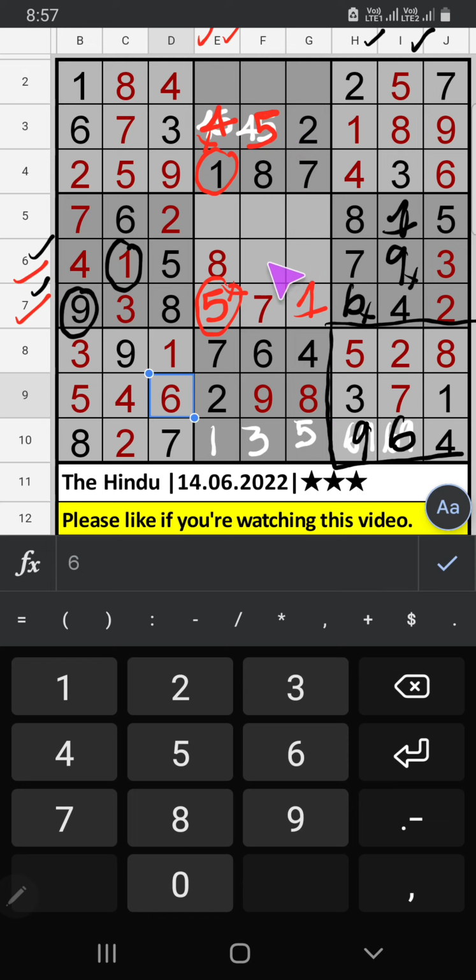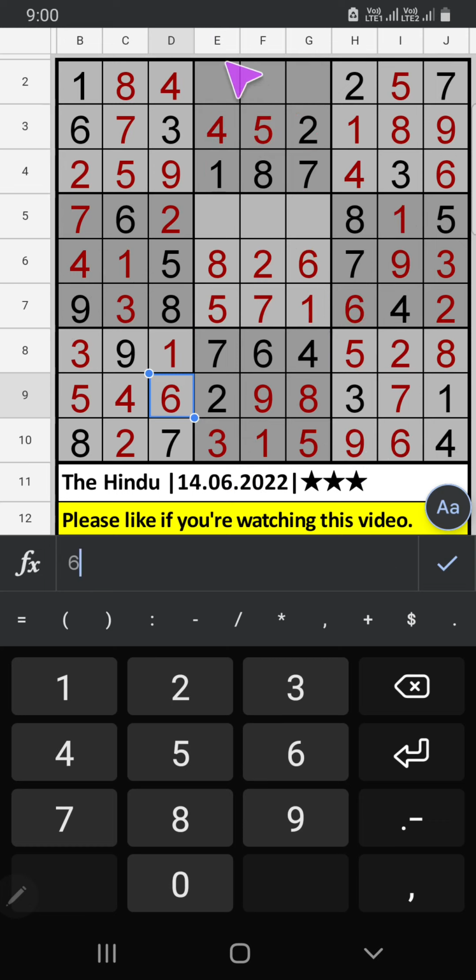Sixth row, 2 numbers are remaining, 2 and 6. Column G, we already have 2. So 2 can't come in the cell, 2 is confirmed here. Then 6 is here. Column G, we have 1. So 1 can't come in these cells, then 1 is confirmed here. Then only 2 numbers are remaining, 3 and 5. Column E, we already have 5. So 5 can't come in the cell, 5 is confirmed here. Then 3 is here.